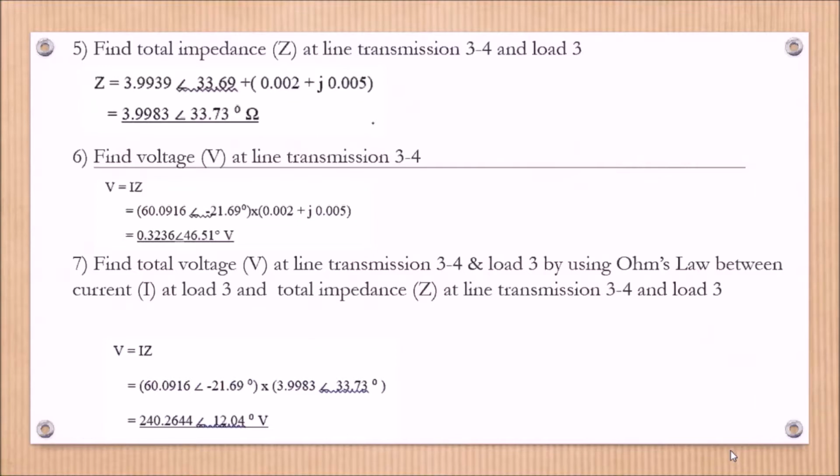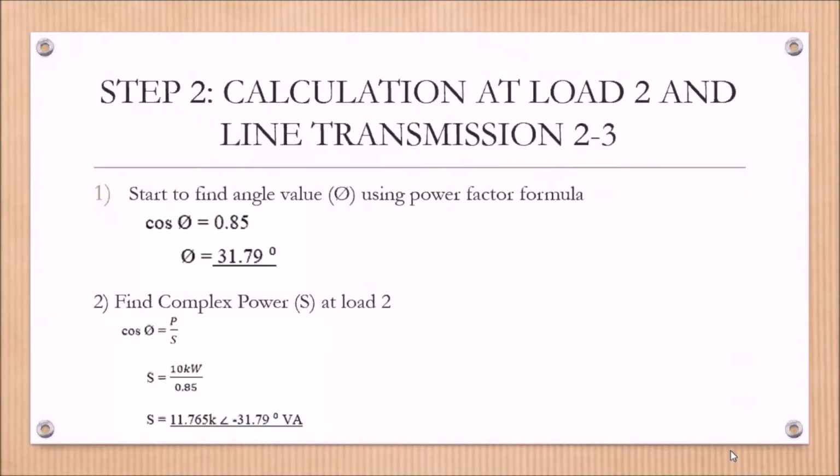Next, we find the total voltage at the line transmission 3 and 4 and load 3 by using Ohm's law between current at load 3 and total impedance at line transmission 3, 4 and load 3. The formula is V equal to Iz.